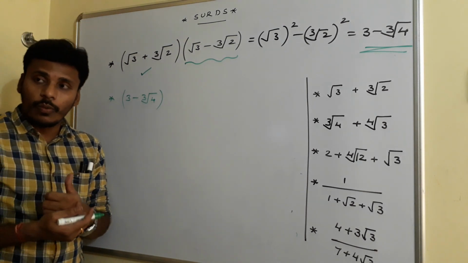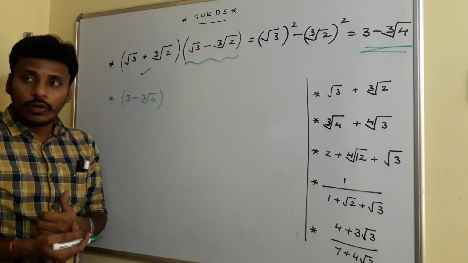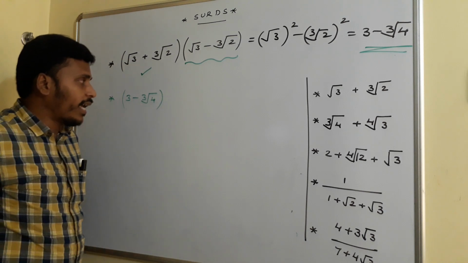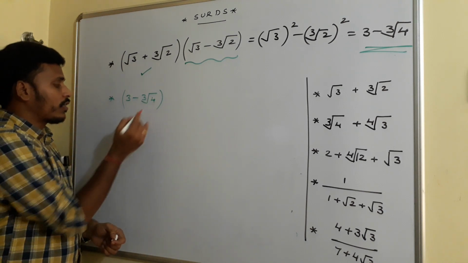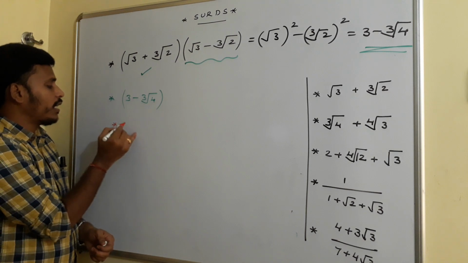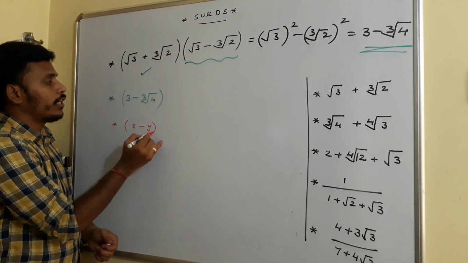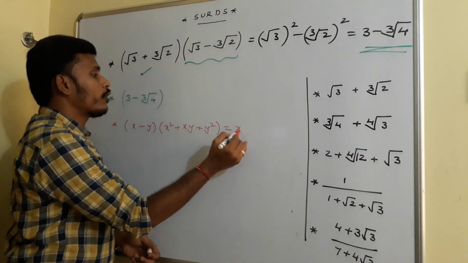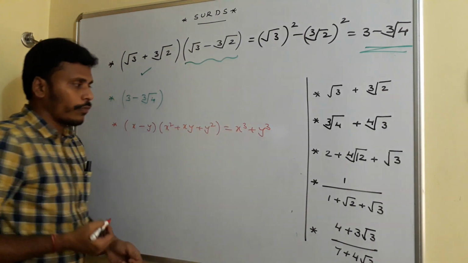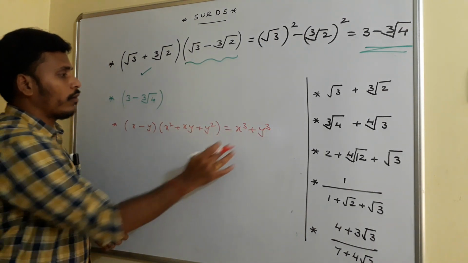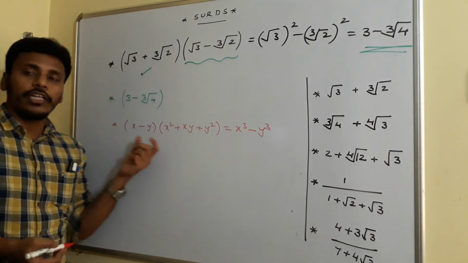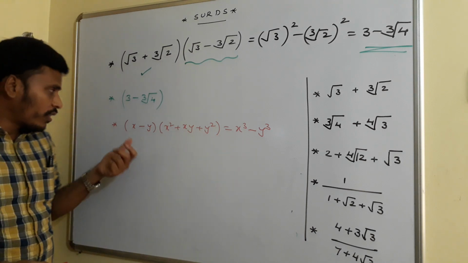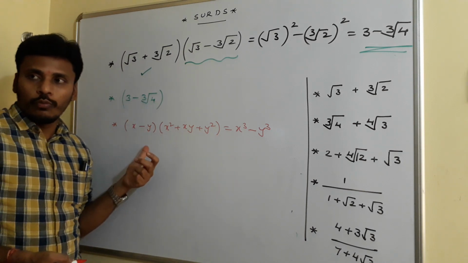If you multiply with a square plus ab plus b square, the result is what? The result is a cube minus b cube, right? Now my idea is to find the rationalizing factor for 3 minus cube root 4. My idea is x minus y into x square plus xy plus y square is equal to x cube minus y cube. To utilize this identity with x equal to 3 and y equal to cube root 4, what do you get?